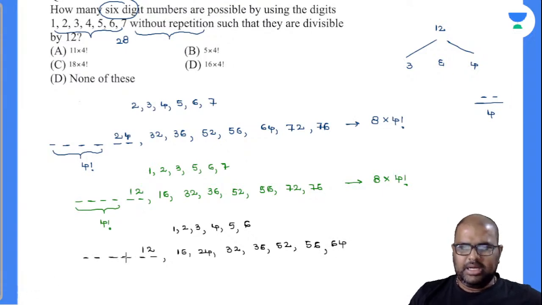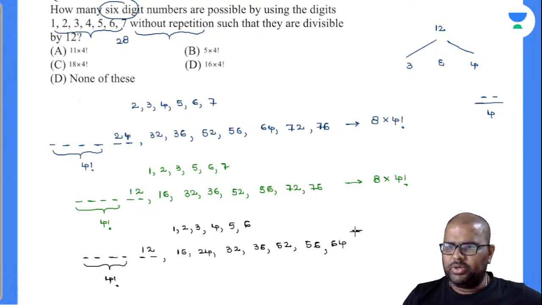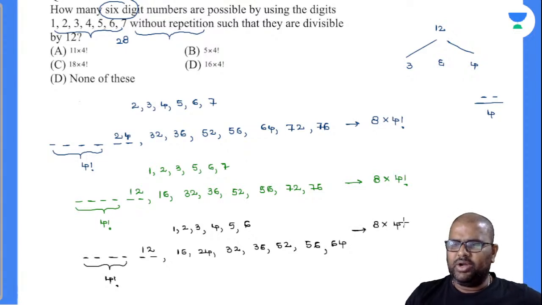8 numbers. So automatically the first 4 numbers can be arranged in 4 factorial ways. Will you accept with me? Automatically this will also be 8 into 4 factorial. So finally I got 3 cases, right?